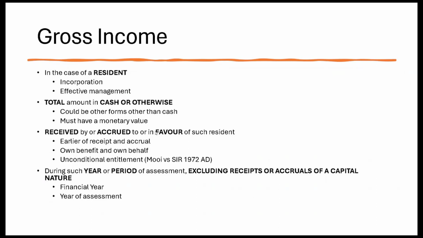Always consider, is this for me? Am I going to enjoy this benefit that's been received, or is this for somebody else? Once you've ticked all of these boxes, you've gone through: is it a resident? Can I say whether this is a total amount in cash or otherwise? Has it been received or accrued in the current financial year or in the current period of assessment? Is it in my favor? Then you can include it in your gross income.